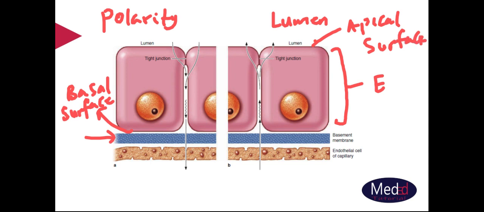We also have the lateral surface, or what we call the basolateral surface. That is the surface of the epithelial tissue that is between themselves. So like this place, this is a basolateral surface. This is another basolateral or lateral surface. Because of that, we say epithelial tissue displays polarity.